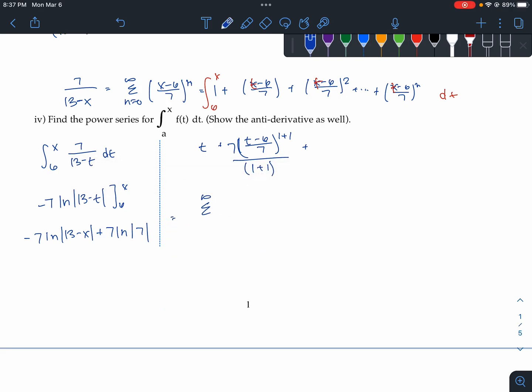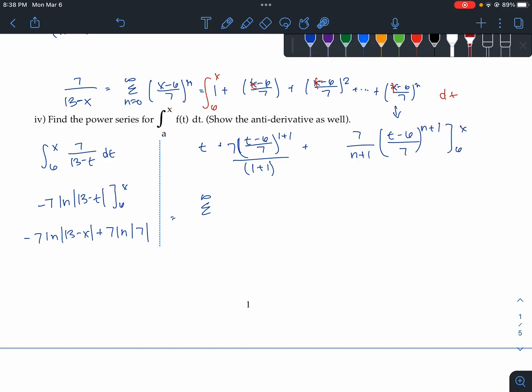So taking the nth term, this is going to be t minus 6, and then divided by 7. That's not going to change. This is going to be n plus 1. So I know I have to multiply by 7 because we have to divide by the derivative of the inside, and then I'm going to divide by n plus 1. Okay, so this was that part right there, 1 plus 1, the next one would be 2 plus 1, and so on and so forth, and then we're always multiplying by 7, so that looks pretty good to me. That would be our nth term, and of course this would be from 6 to x.